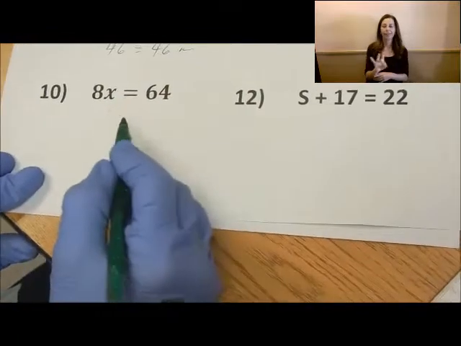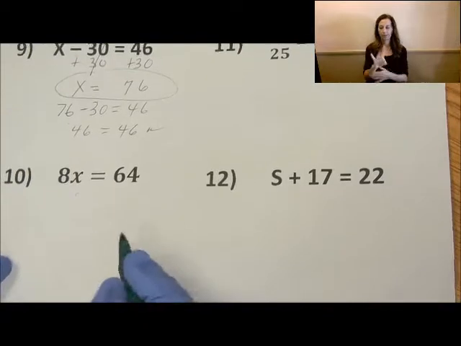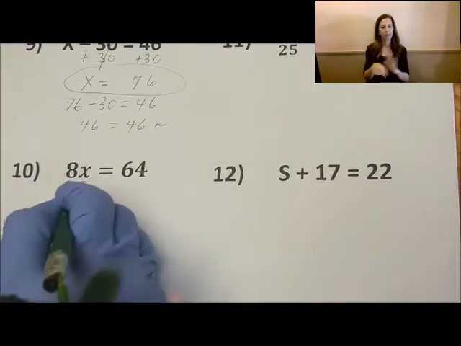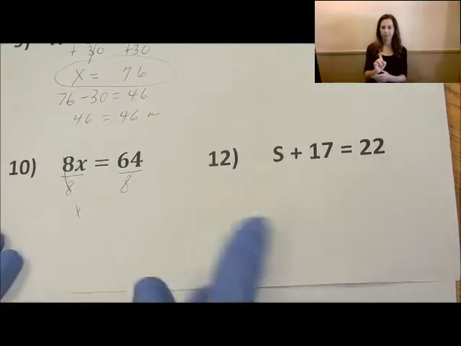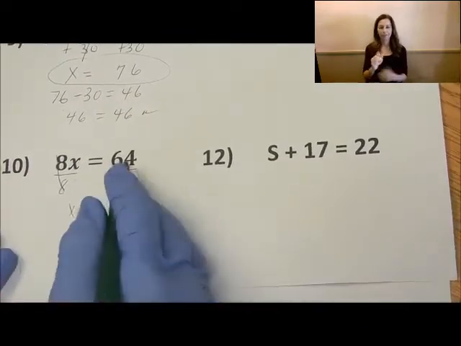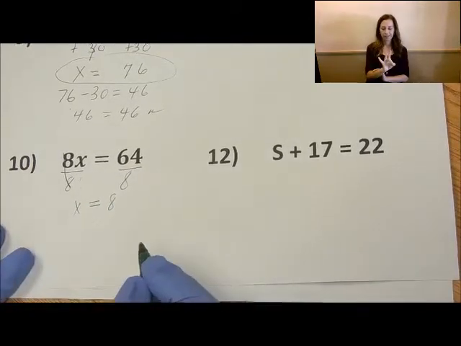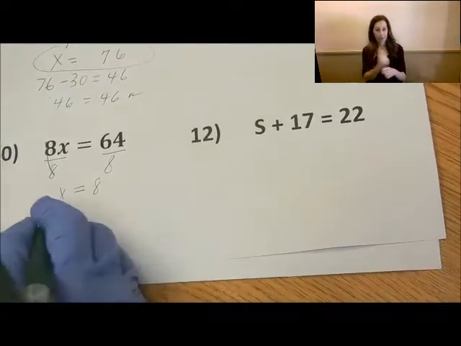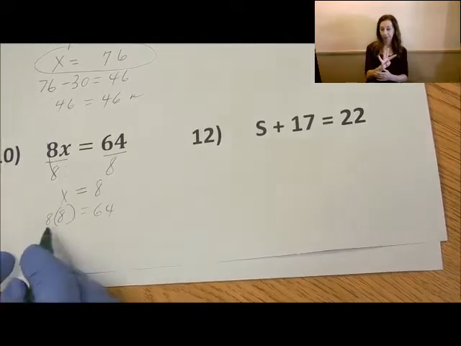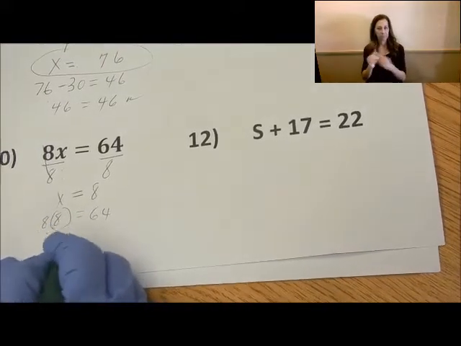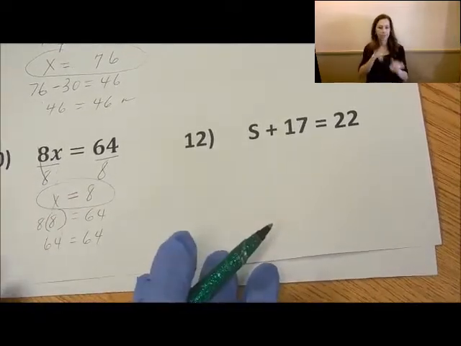So we have 8x equals 64. 8x means 8 times x, so we're going to divide by 8. Cancel, so we have x here, and x equals 64 divided by 8. x equals 8. So let's verify that. 8 times 8 equals 64. 8 times 8 does equal 64, so we've got 64 equals 64, so 8 is your solution.